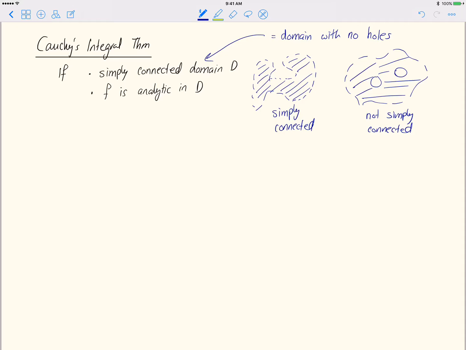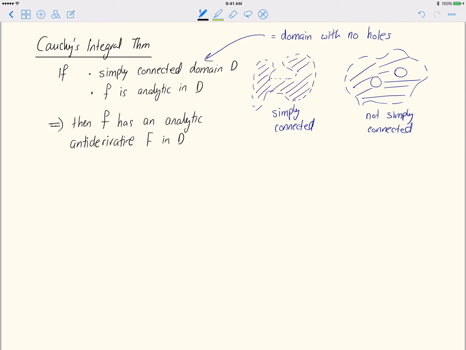If you have a simply connected domain D, and you have a function f which is analytic in D, then Cauchy's integral theorem says the following. It actually tells you two things. The first thing it tells you is that f has an analytic antiderivative in D. And again, I'll call the antiderivative capital F in D. So that's the first conclusion of the theorem.